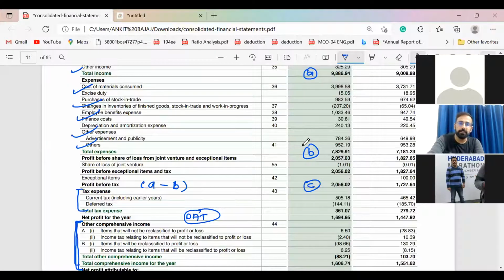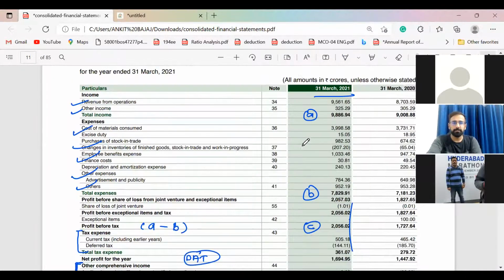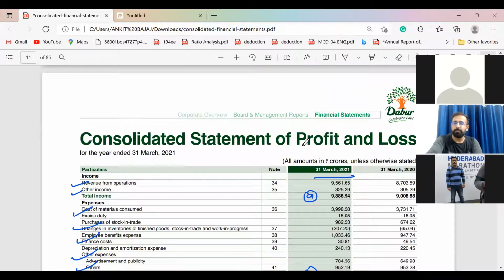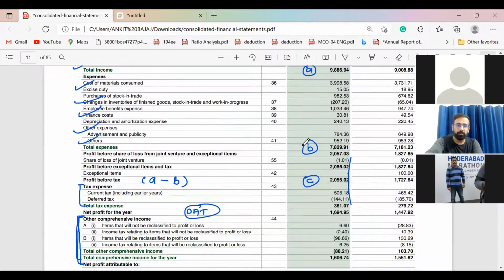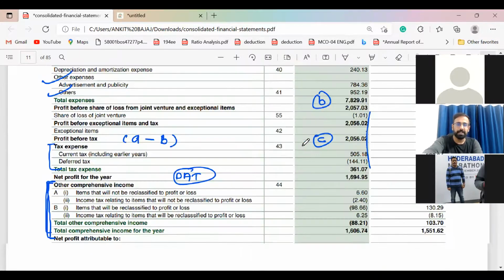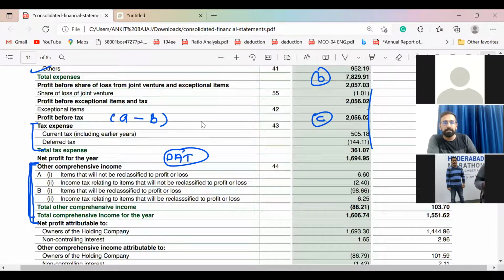So if you see here, the statement of profit and loss account of Dabur is given for the year ending 31st March 2021. Here, what has the company done? The company has calculated PAT, right? Here you can see what the company has done. The company has calculated PAT, right? After PAT, what is the company doing? The company is showing you the other comprehensive income statement, right?